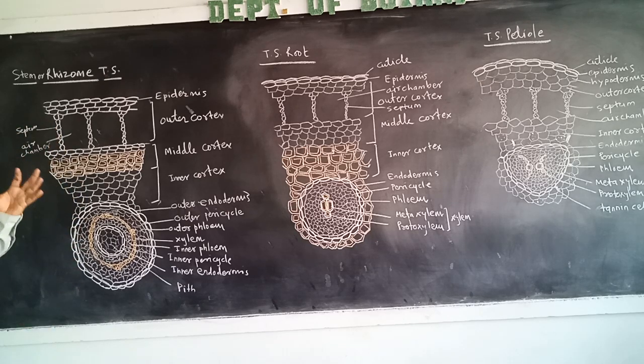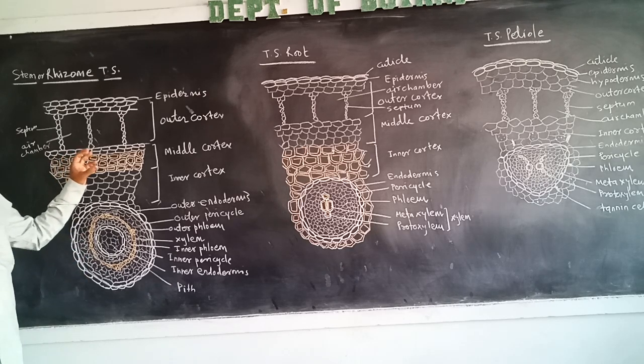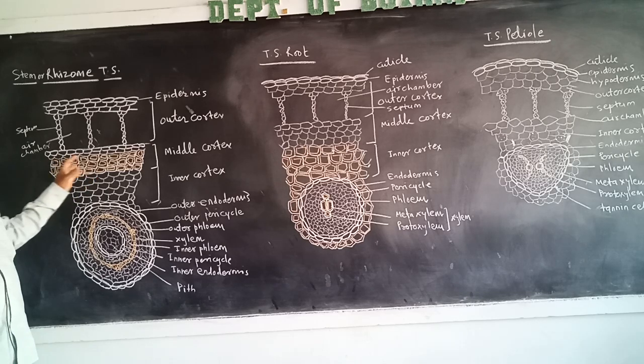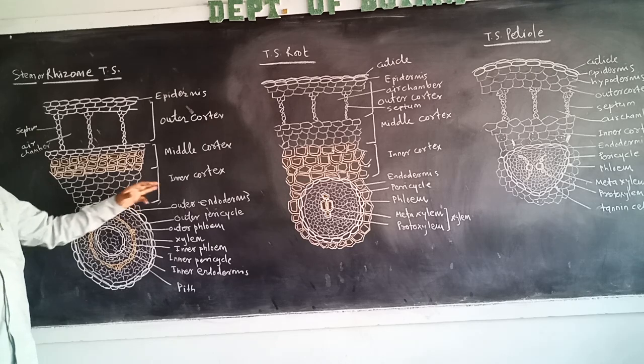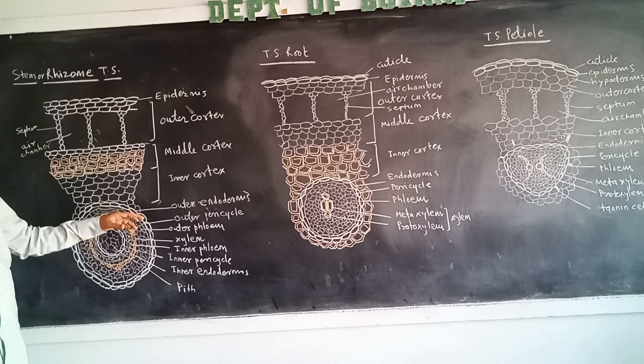Below the outer cortex, the middle cortex is present. It consists of sclerenchymatous cells, meaning they have thickening on their walls. That's why they give mechanical support to the plant or rhizome, and they are also compactly arranged. Below that, the inner cortex is parenchymatous, having thin-walled parenchymatous cells.